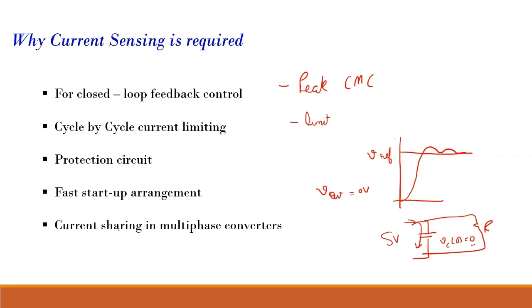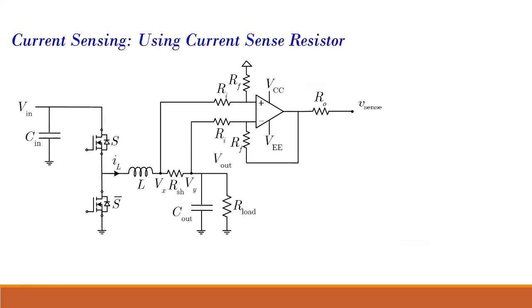So we give a phase shift for currents through the inductors so that the input current ripple is reduced. When the input current ripple is reduced, the capacitor requirements at the input side and output side get further reduced. So that is an advantage of multi-phase, interleaved converters. Okay. So now we will see the various types of current sensing circuits.